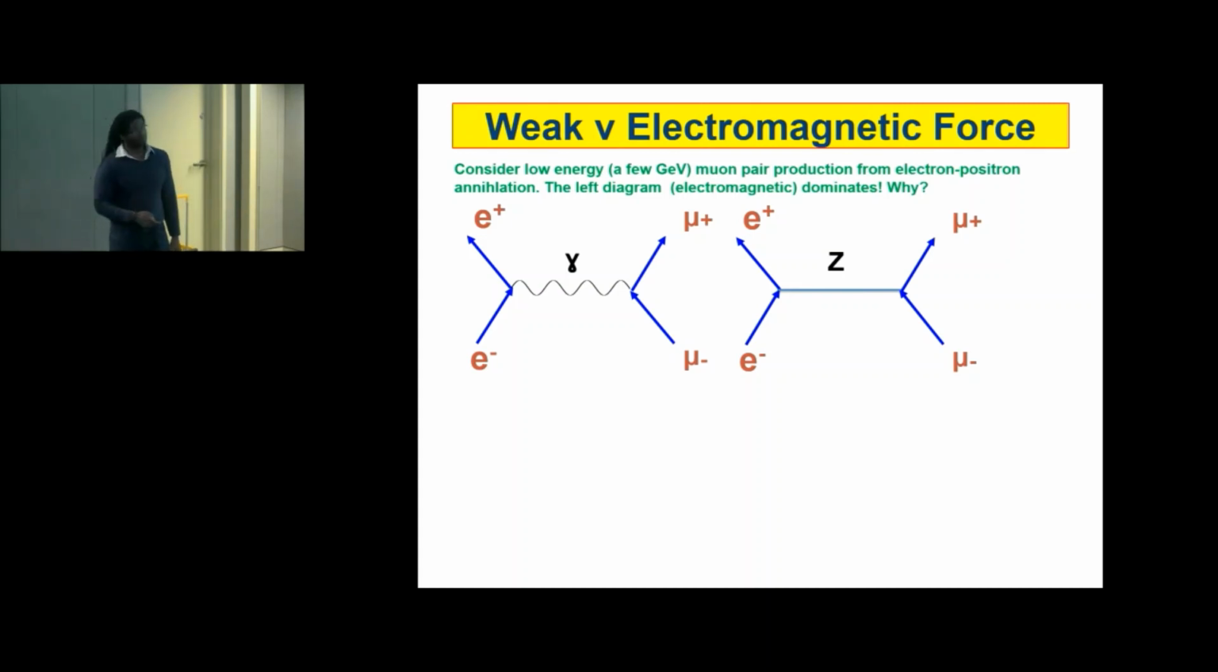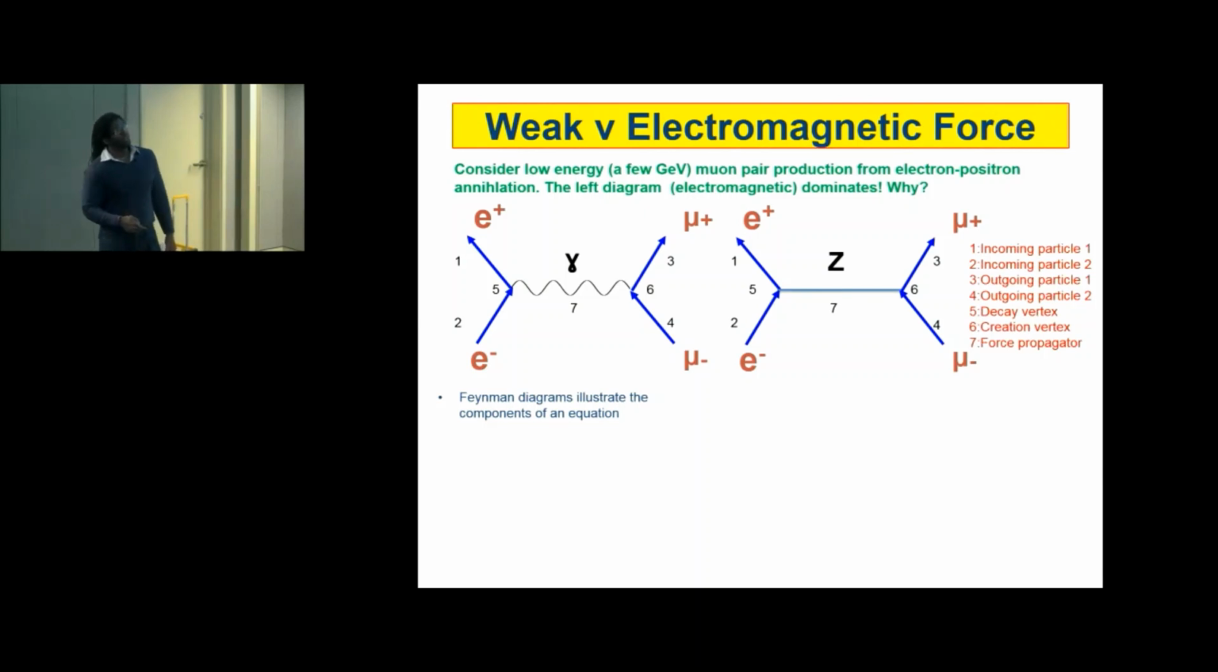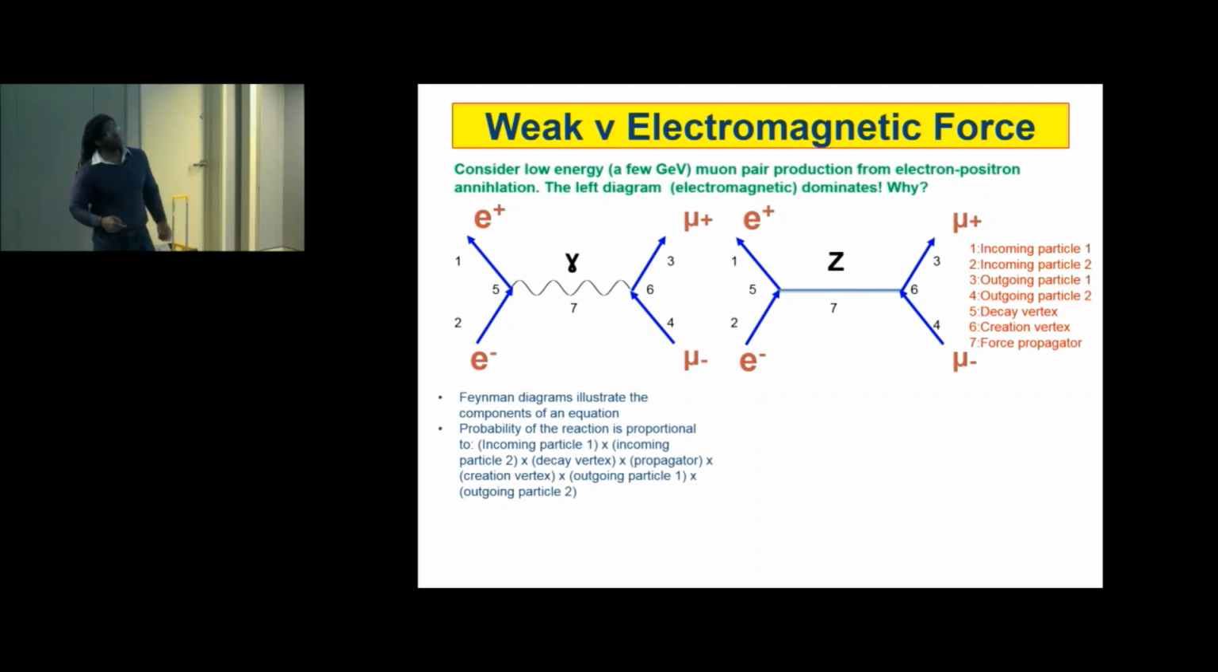I'll explain why. Feynman diagrams illustrate the components of an equation, so I'll try and go through this with you. We can label the components. We've got the incoming components, which are 1 and 2. They're the same for both diagrams: you've got an electron and a positron going in at the same energy. You've got the outgoing components. Because they're going in at the same energy, the muons, as they leave, can't have any more energy than the particles that went in. That energy is conserved. So in both cases, 3 and 4 are the same.